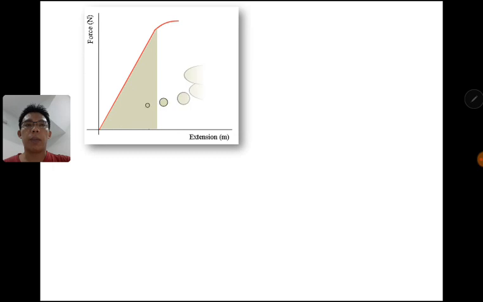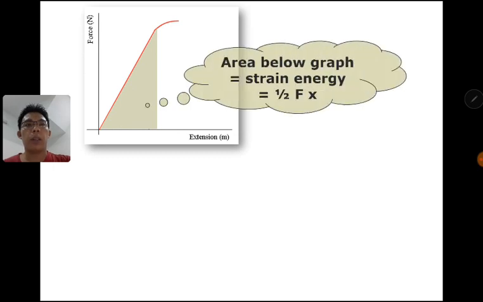Okay, so let's say we have a graph of this, and the area below this graph will be equivalent to strain energy. If the energy is found to be below this elastic limit, then we can straight away use half Fx. If the graph is for an extension up to this point here, but it's still within the elastic limit, then we have to find the area under the graph by box counting. If it is still within the elastic limit, then we will use half Fx as the area of that triangle. Okay, then let's look at another graph.